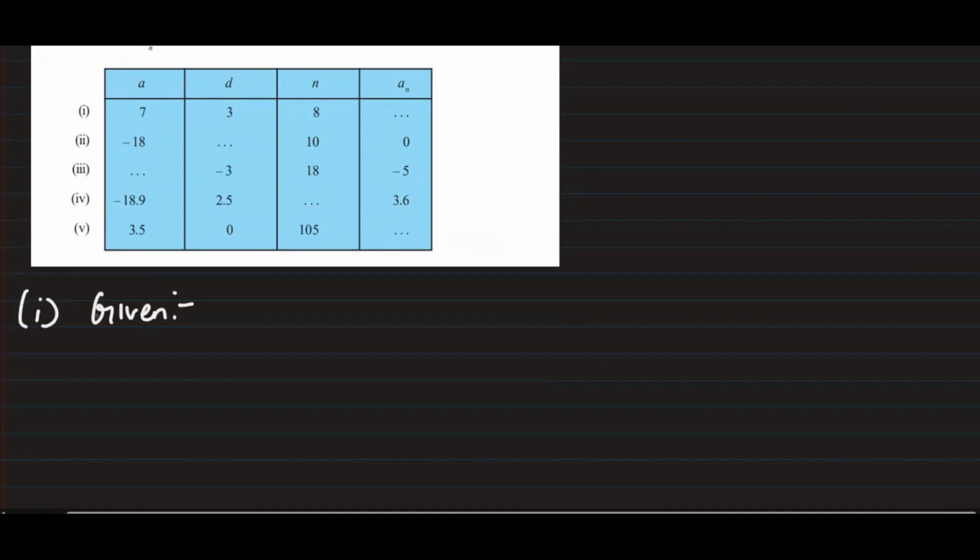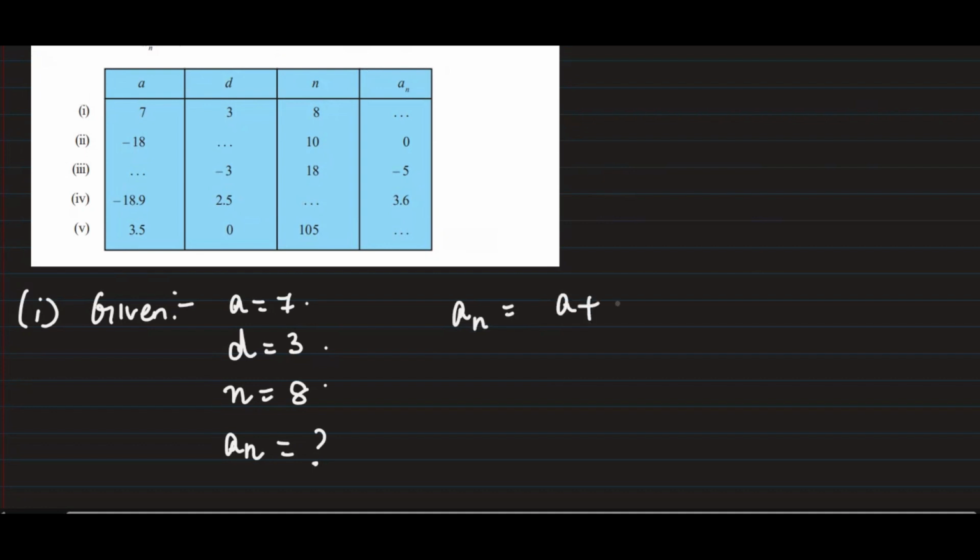So given is A equal to 7. The common difference D they have given as 3. N is given as 8. And we have to find An. An is what? Now this is easy. An is equal to A plus n minus 1 into D.